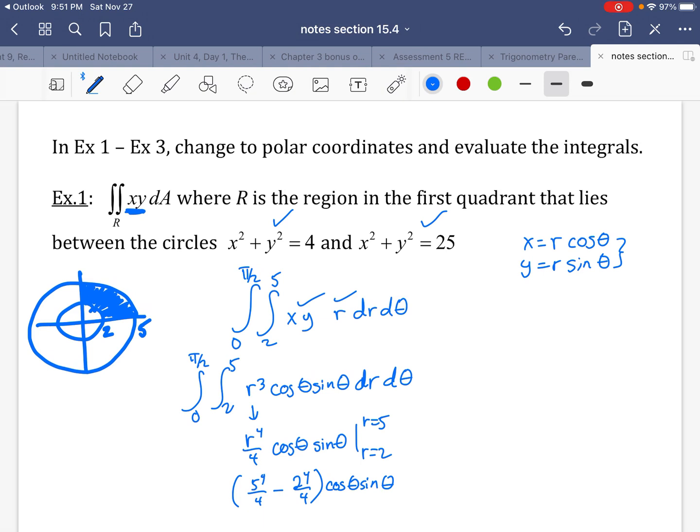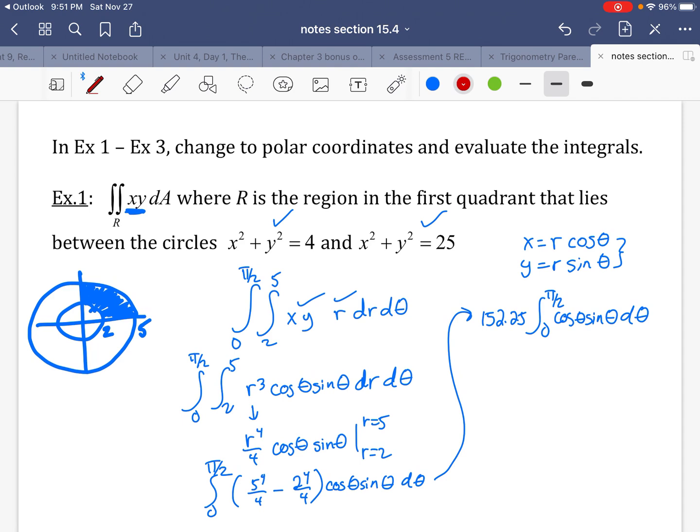So let me look at my answer here. If I just subtract those, it comes out to 152.25, and so that's just going to go in front. I still have my one integral left to do, 0 to pi over 2, and I still have d theta. So let's take this up here. I have 152.25 integral 0 to pi over 2, and I still have cosine theta, sine theta, and d theta.